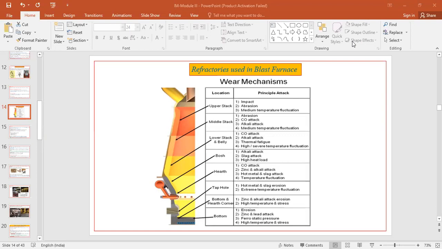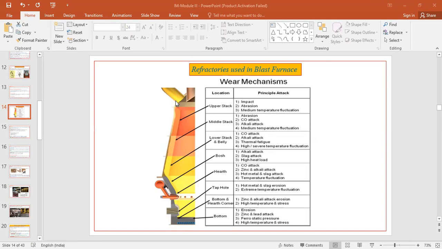Today we will discuss some of the topics related to the blast furnace. So the first one is the refractories used in the blast furnace. As we all know, the blast furnace from the outside is a steel structure, but inside it is lined with the refractory.